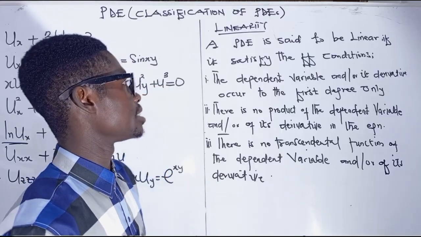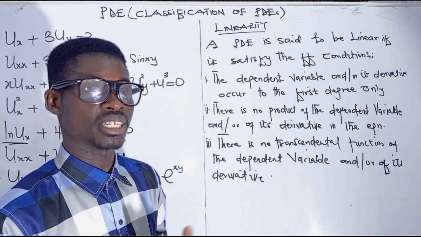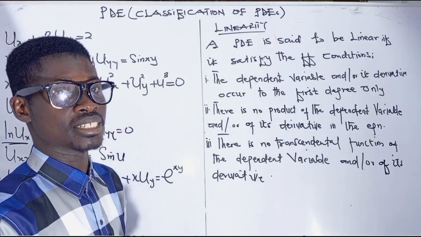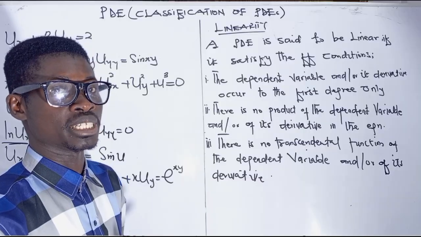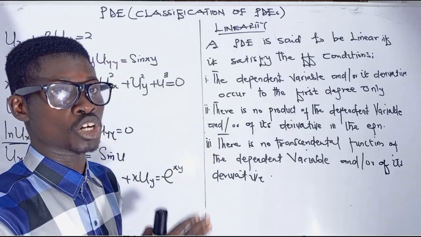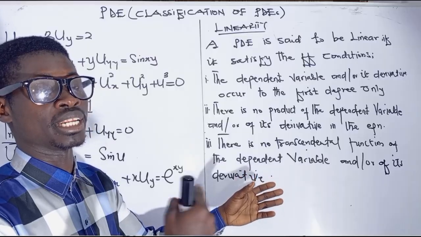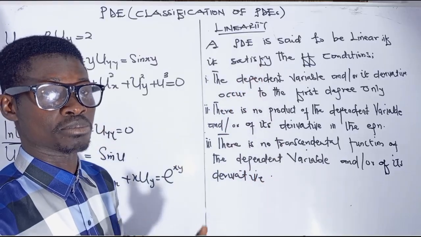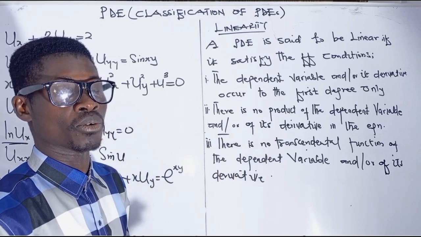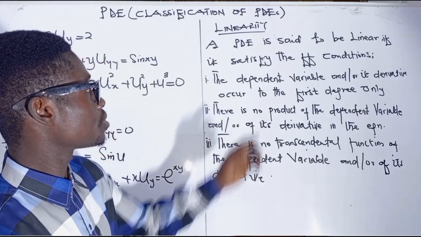The linearity. A PDE is said to be linear if it satisfies the following conditions. These are the conditions that a PDE must satisfy in order for it to be a linear PDE. Other than that, it is not linear, but rather non-linear. So if one of these conditions fails, then that PDE becomes a non-linear PDE. And if all these conditions are met, then the PDE becomes a linear PDE. These conditions are the same for an ODE to be linear. Other than that, it is a nonlinear ODE. So let's go through the conditions.